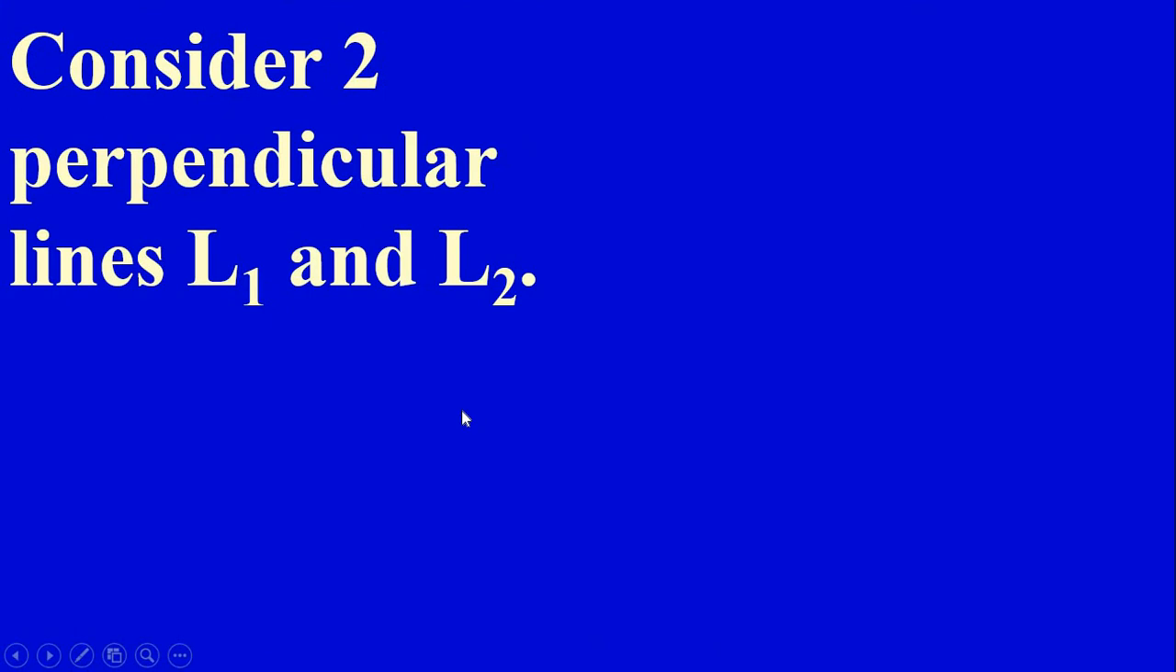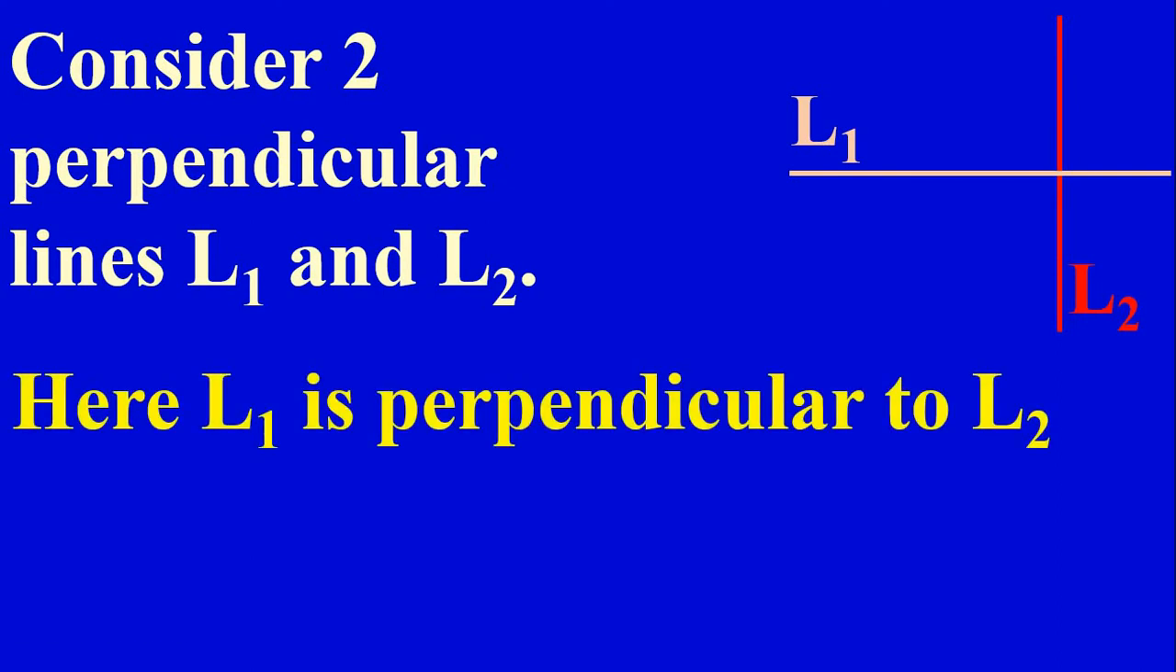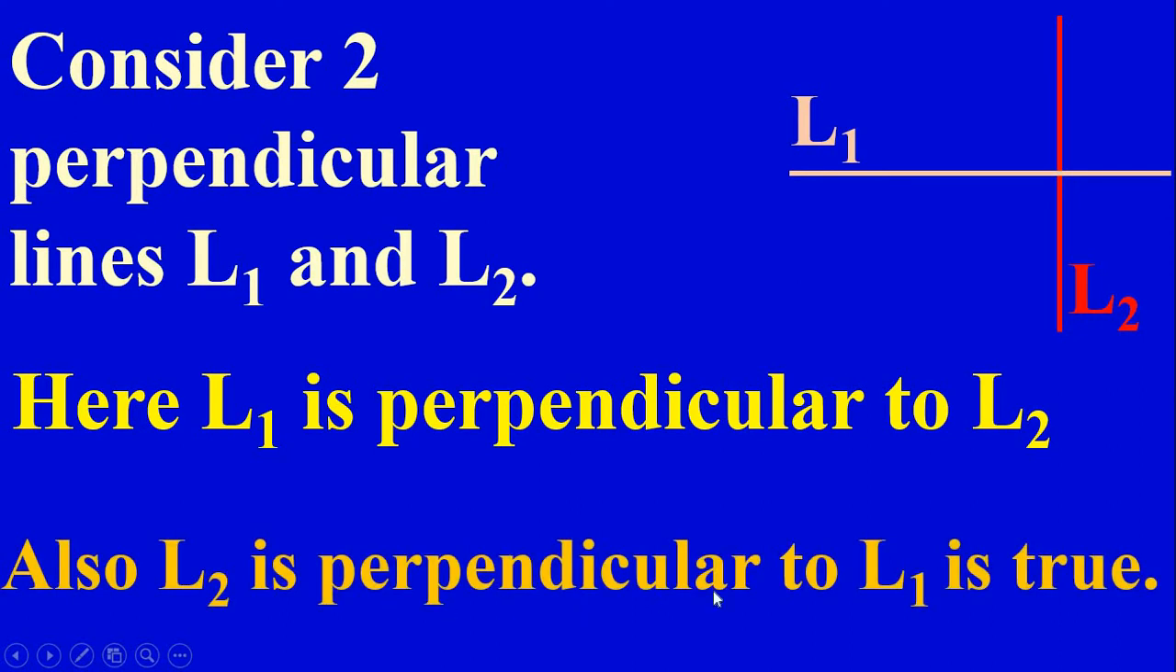Same type, consider two lines L1 and L2. Here L1 and L2 are perpendicular. Here L1 is perpendicular to L2, and also L2 is perpendicular to L1. So if we interchange L1 and L2, the relation still holds good. Both are true.